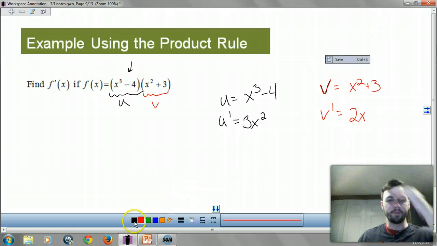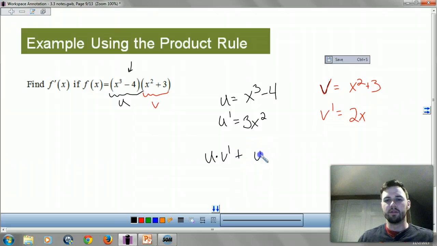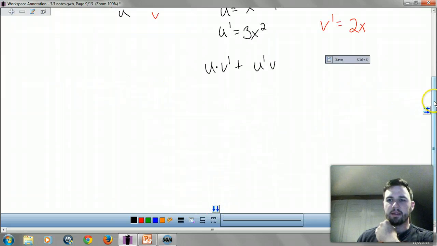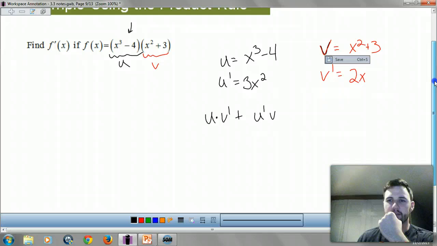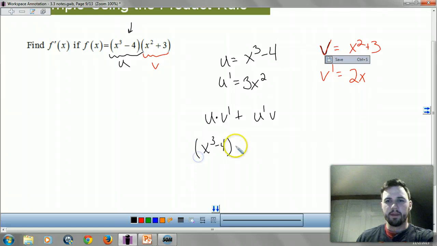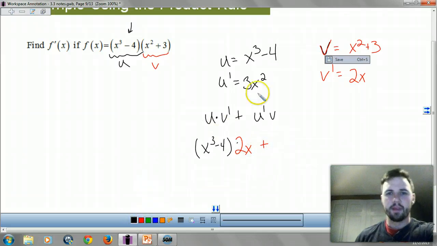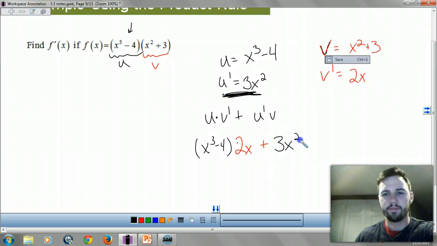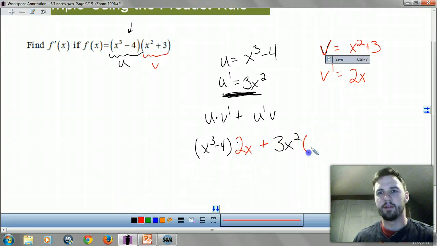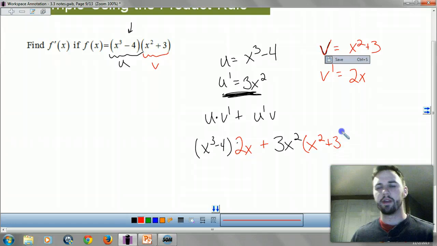Now I have to use my formula, and my formula is u times the derivative of v plus u prime times the normal v function. So I just plug it in. Okay, that's safe, it's getting in the way. So my u is x to the third minus 4. V prime is 2x, right? Plus my u prime, that's my derivative of my u, is 3x squared times my original v, which is x squared plus 3. Okay?